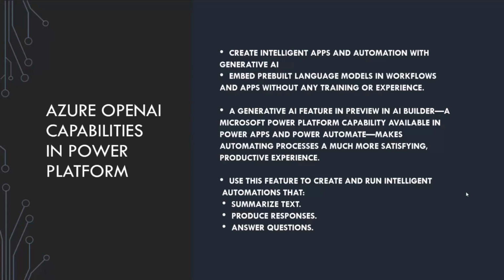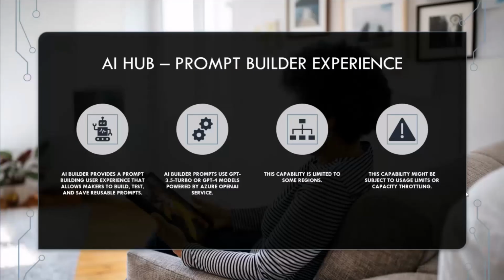What you can do with GPT prompts is summarize text or get some information from the text. It can also help you answer some of the questions, just like ChatGPT. AI Hub, this is what I was talking about. What AI Builder does is provide a prompt building user experience that allows your users to integrate prompts either in applications or in automations. The two variants, as I already elaborated, are 3.5 Turbo and the GPT-4 model, which is straight away available.